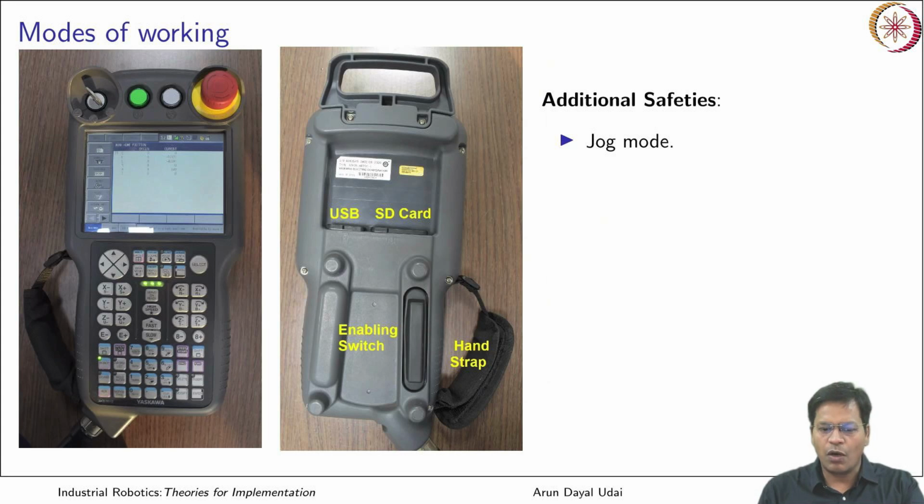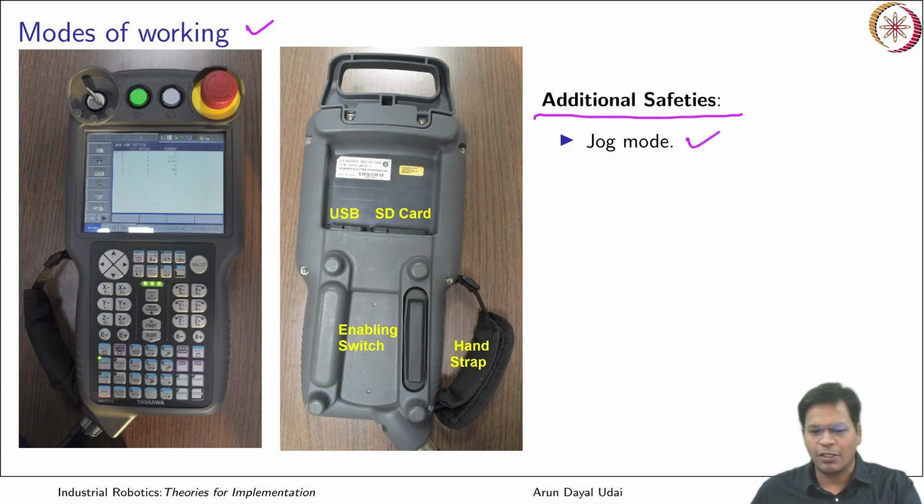Okay, modes of working. So you have additional safety modes. Jog mode: what does the robot do in case of jog? There are various jog buttons, you see. This is for X plus, X minus, Y plus, Y minus, Z plus, Z minus, right? And there are axis jogs also. That enables you to do programming very easily. It can move the robot safely, so this is also considered an additional safety feature.